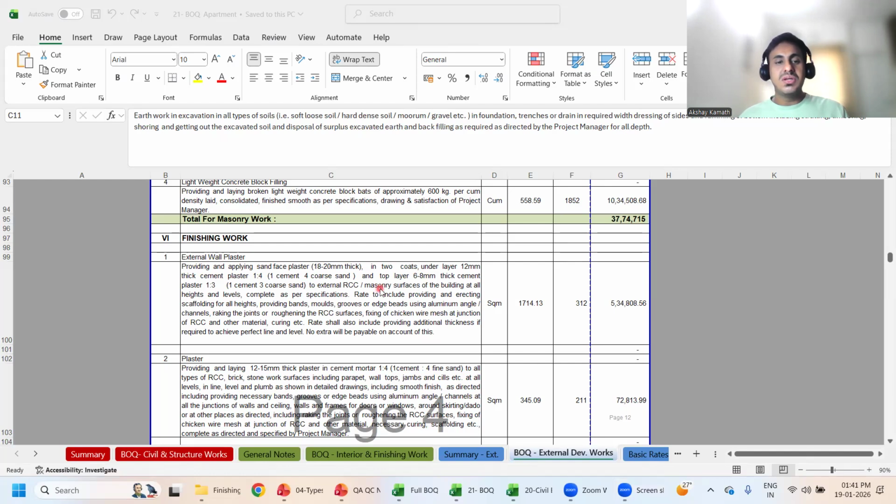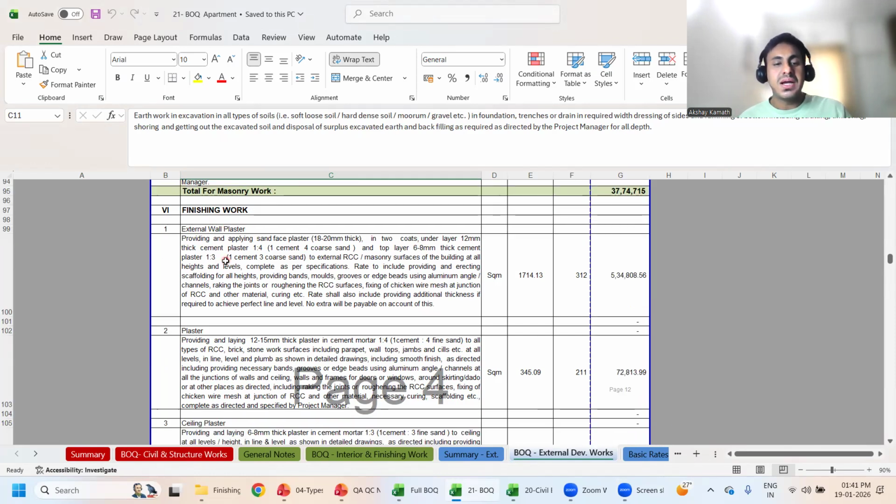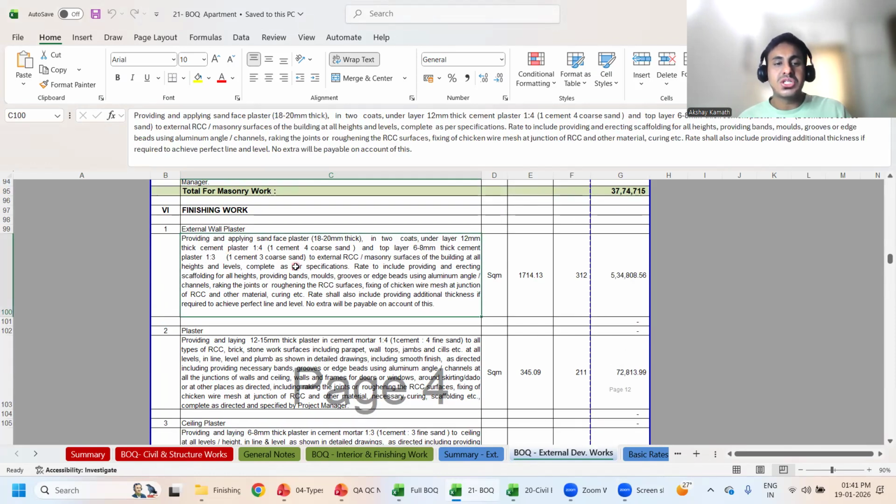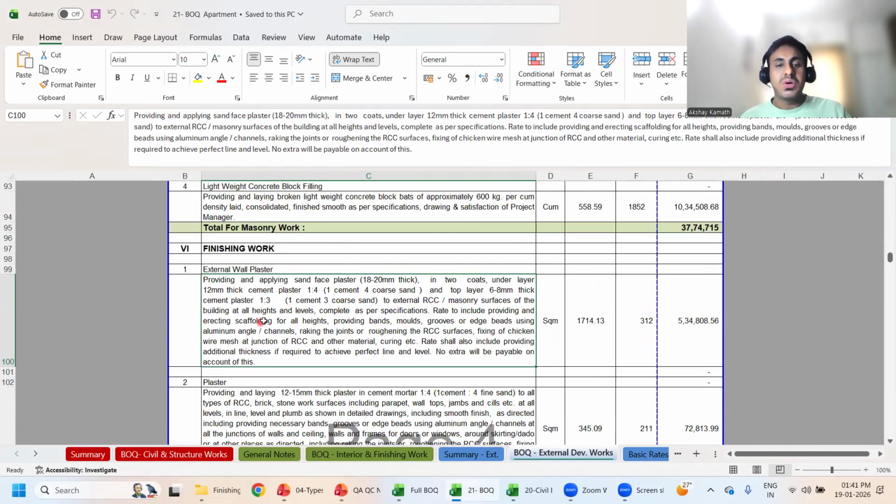So now we will see the BOQ and try to understand many things from here. This is for the finishing work, and he has mentioned that this is for the external plastering. What he has written: providing and applying sand face plaster of 18 to 20 mm thick in two coats, under layer that is 12 mm thick cement plaster of 1 is to 4 and top layer which is around 8 mm thick which is 1 is to 3.